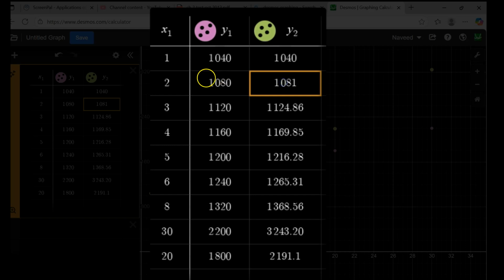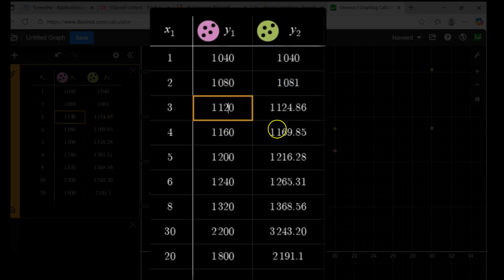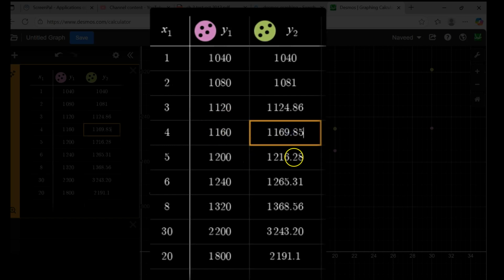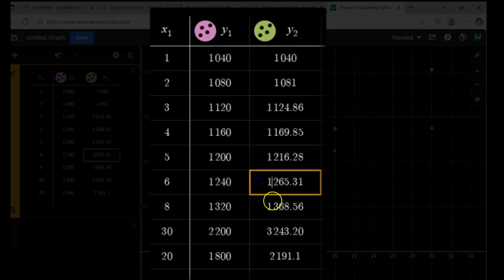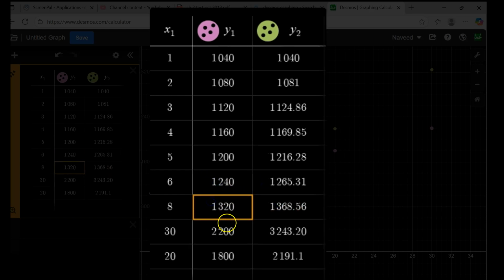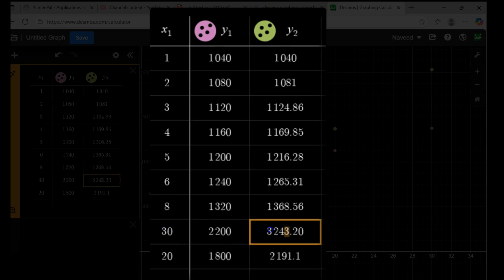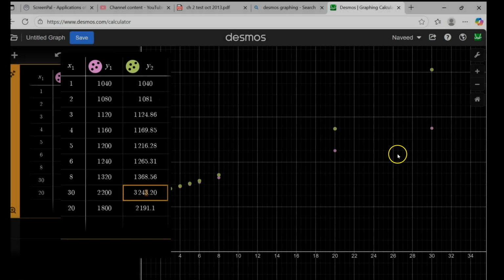So 81, 80, you got $4 differential between that. You got $9, about 10 bucks. Then it goes to $16, and then it starts going higher and higher. I hit the 30, and then I did a 20 just to get in between. So 20 years is 1800, one is 2191, which is about $300 differential. But by the time you hit 30, it is more than $1,000 differential.